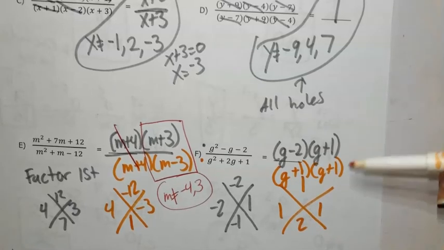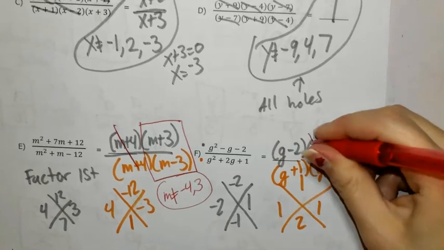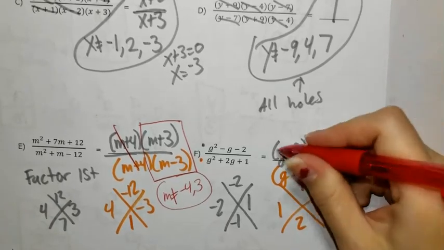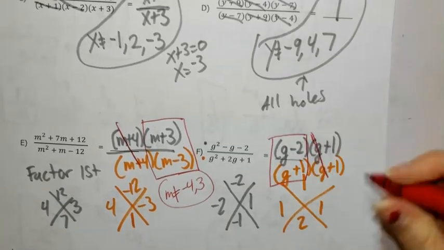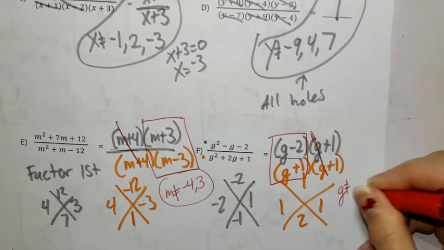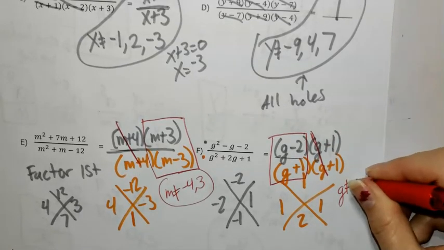What cancels here? Yes, and only one of them because we don't have a second one up here. So this is your answer. Your excluded value is that g cannot equal -1.